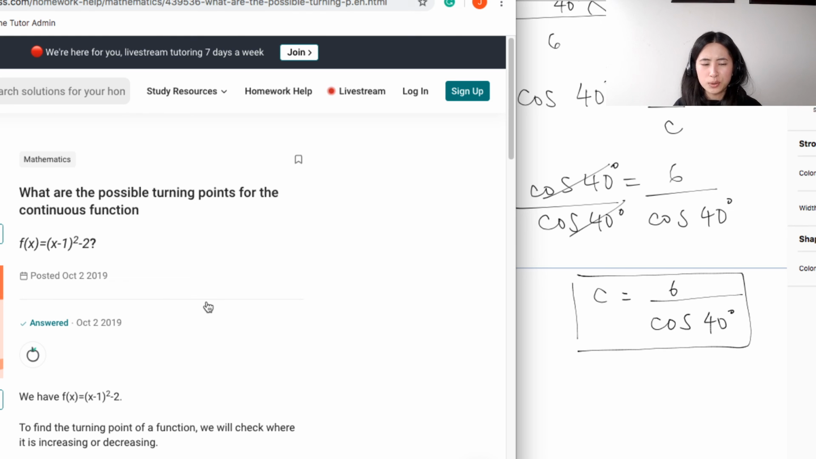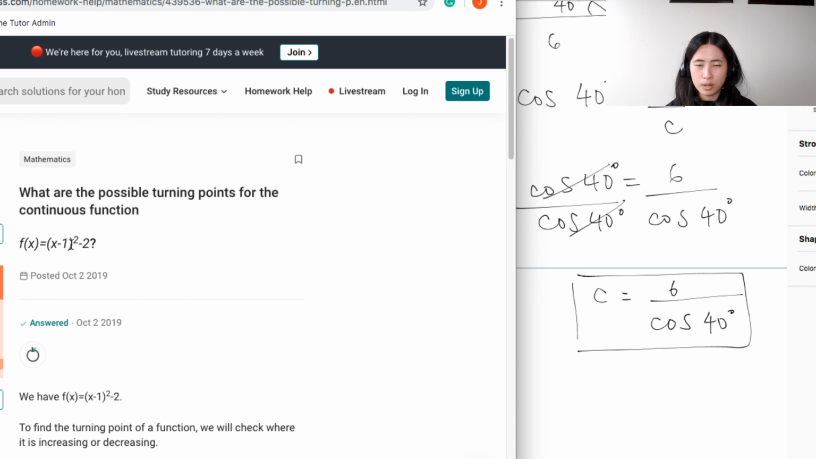Anytime you're trying to look at turning points, and the fact that they actually wrote this function down in terms of your vertex form, you know that it's a parabola, right? If you think about a parabola, you only have one turning point. So in that case, your turning point would be your vertex. So you're going to have a turning point at 1.